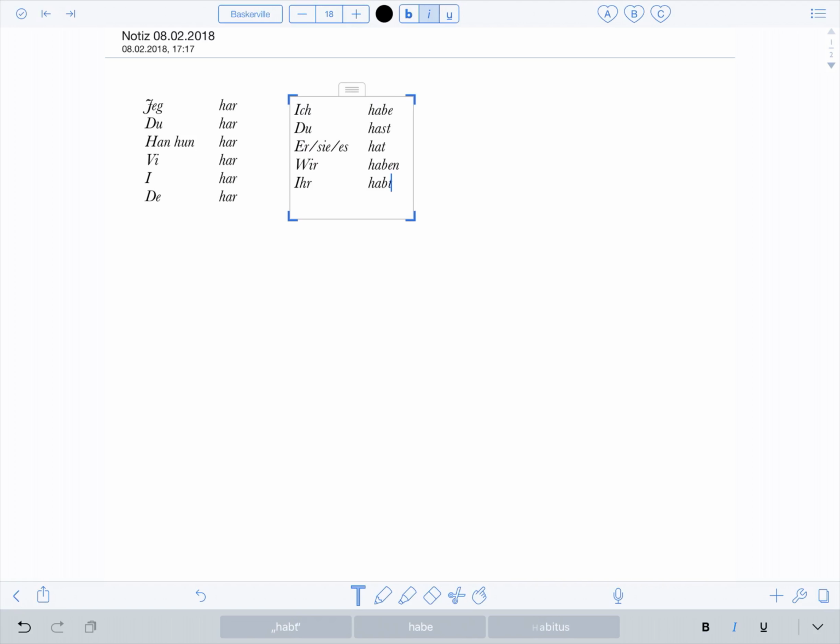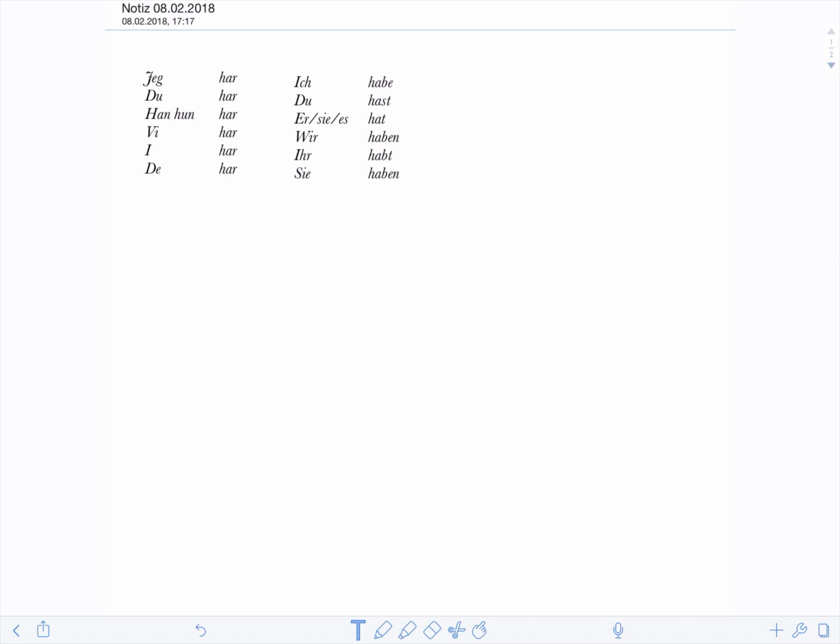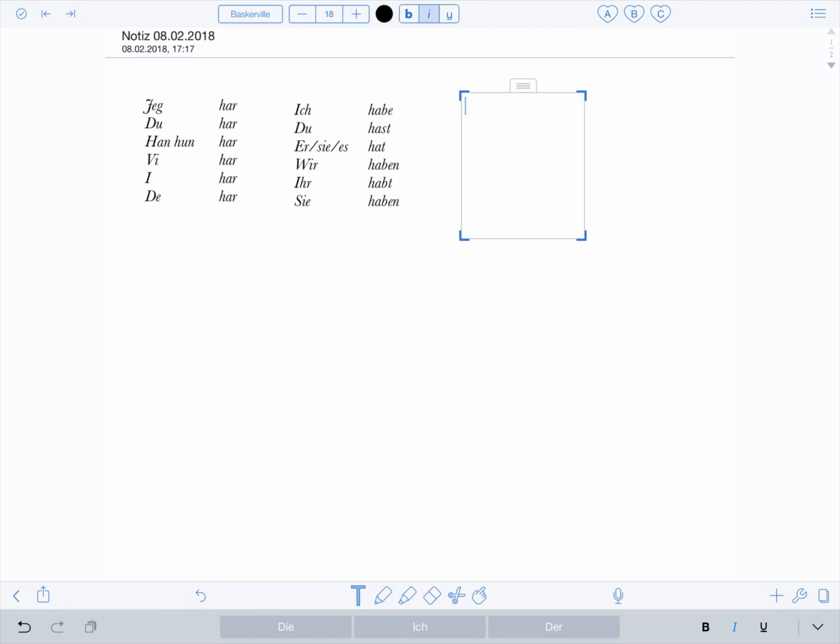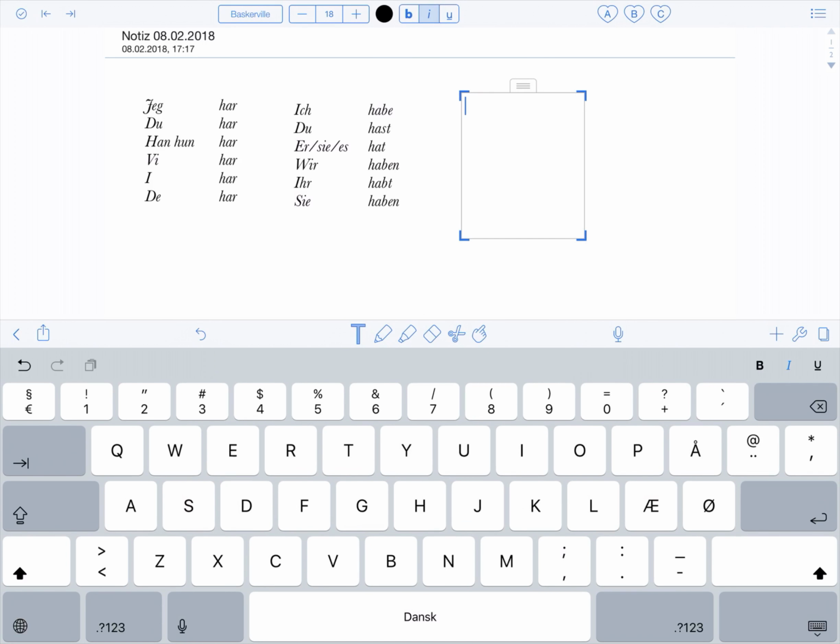Wir haben, that's the 4th inflection. Ihr habt is the 5th inflection. But then you have sie in plural, and that's haben. So in German you have 5 times as many inflections you have to remember as you have in Danish, and nearly 3 times as many as you have in English. And that's the main reason why we Danes tend to make mistakes when we are inflecting verbs in our everyday German language.